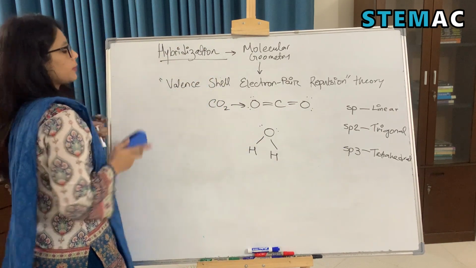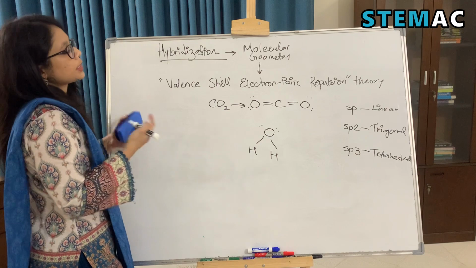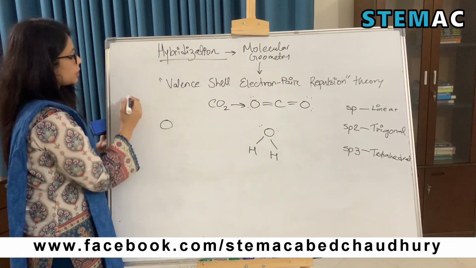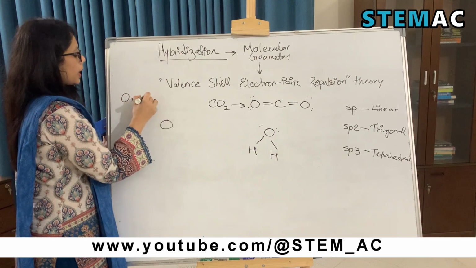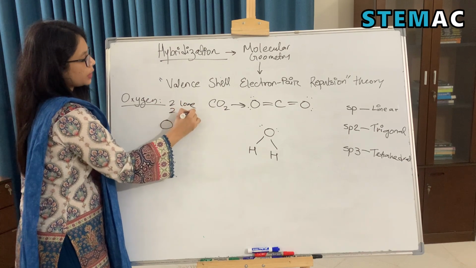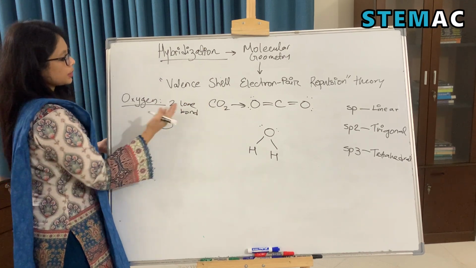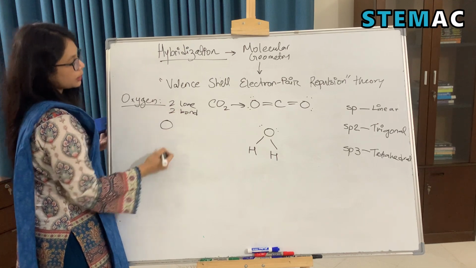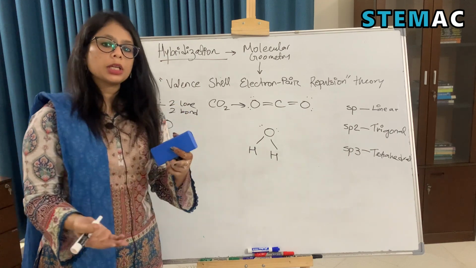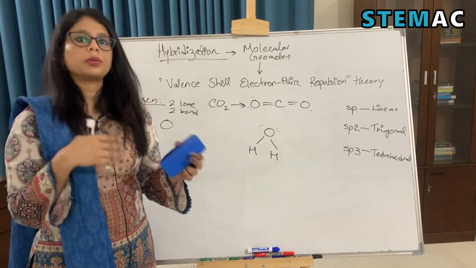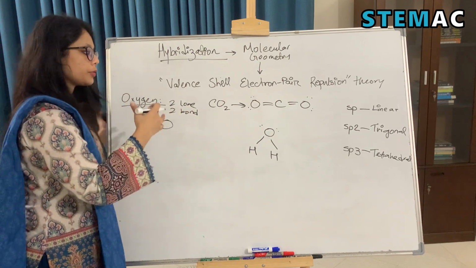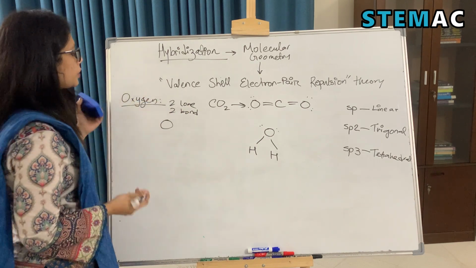So what does the VSEPR theory state? Well, it states that the central atom, in the case of oxygen, which is a very good example because oxygen has two lone pairs and two bond pairs, right? In this case, the lone pair electrons and the bond pair electrons will be arranged as far from each other as possible, so that the repulsion between them is least. So in order to have the least repulsion, we have to increase the distance. That's what the theory says.